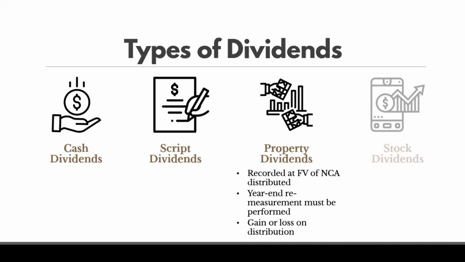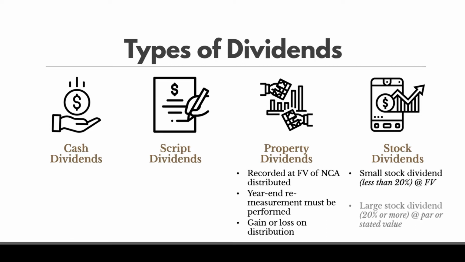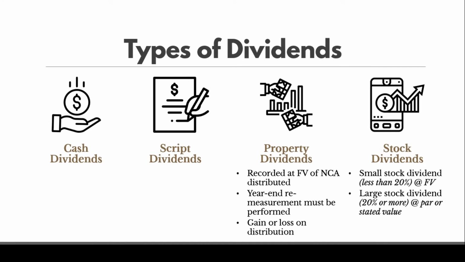Last type of dividend, we have what we call the stock dividends. So, dito naman, ang dineclare nating dividend is our own shares. So, nag-issue tayo ng additional shares to stockholders. So, it can be a small stock dividend if it is less than 20%, in which case, i-record natin siya at fair value. Now, if it is a large stock dividend which is 20% or more, we will record it at the par or the stated value of the share. So, no share premium will be recognized pag large stock dividend.